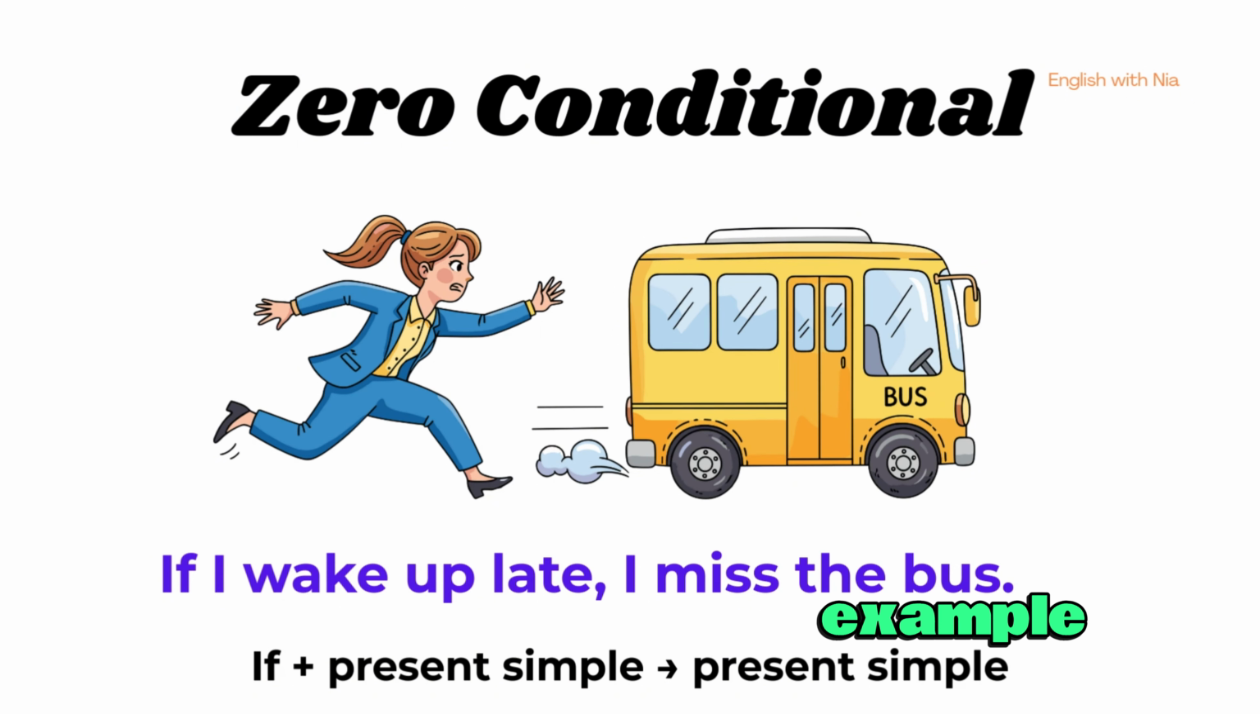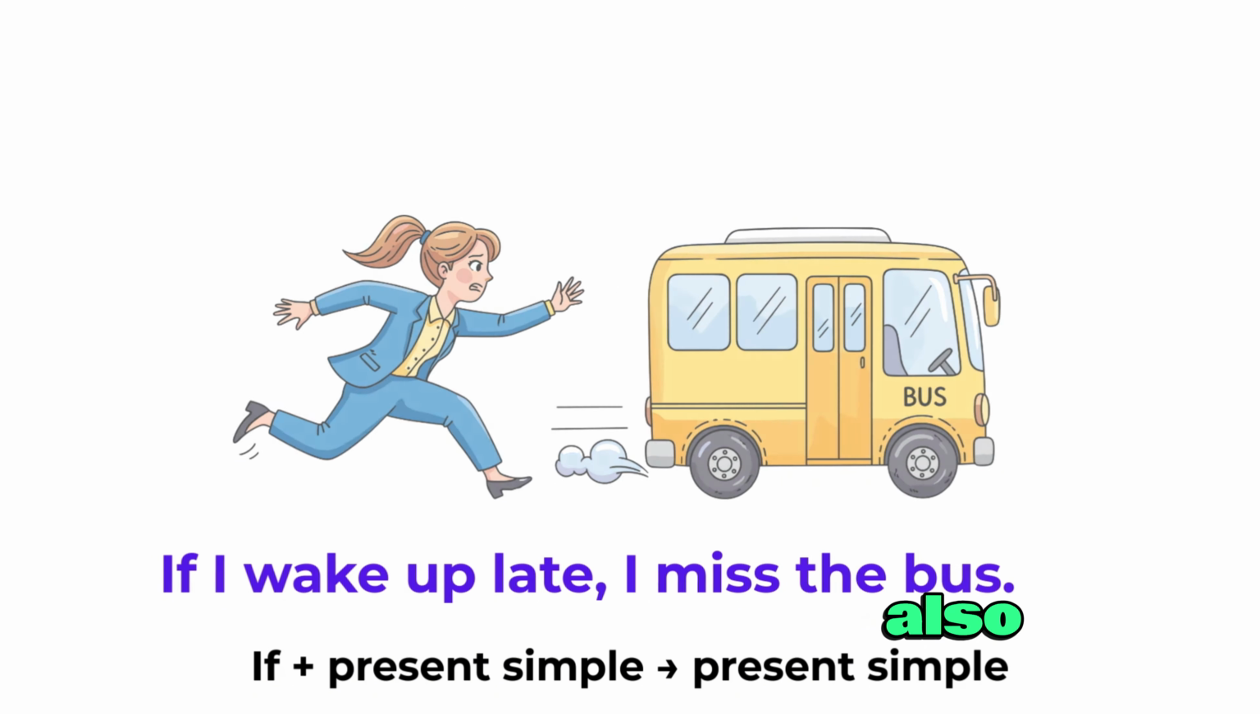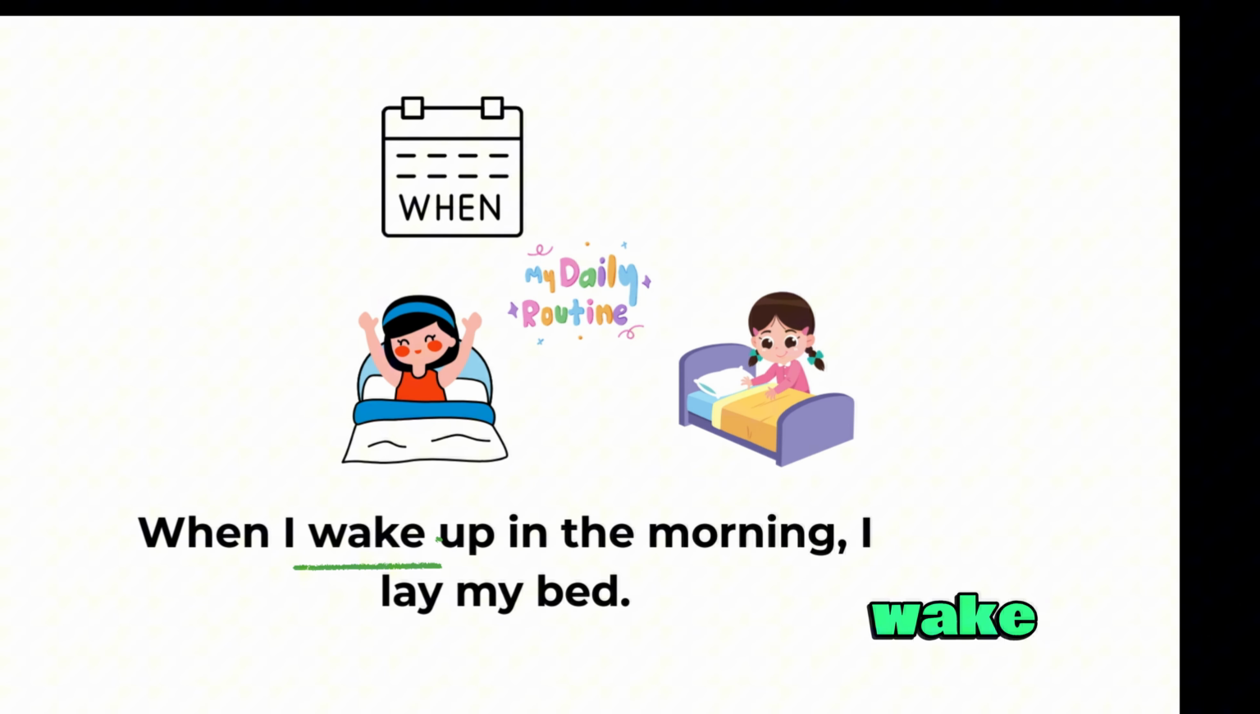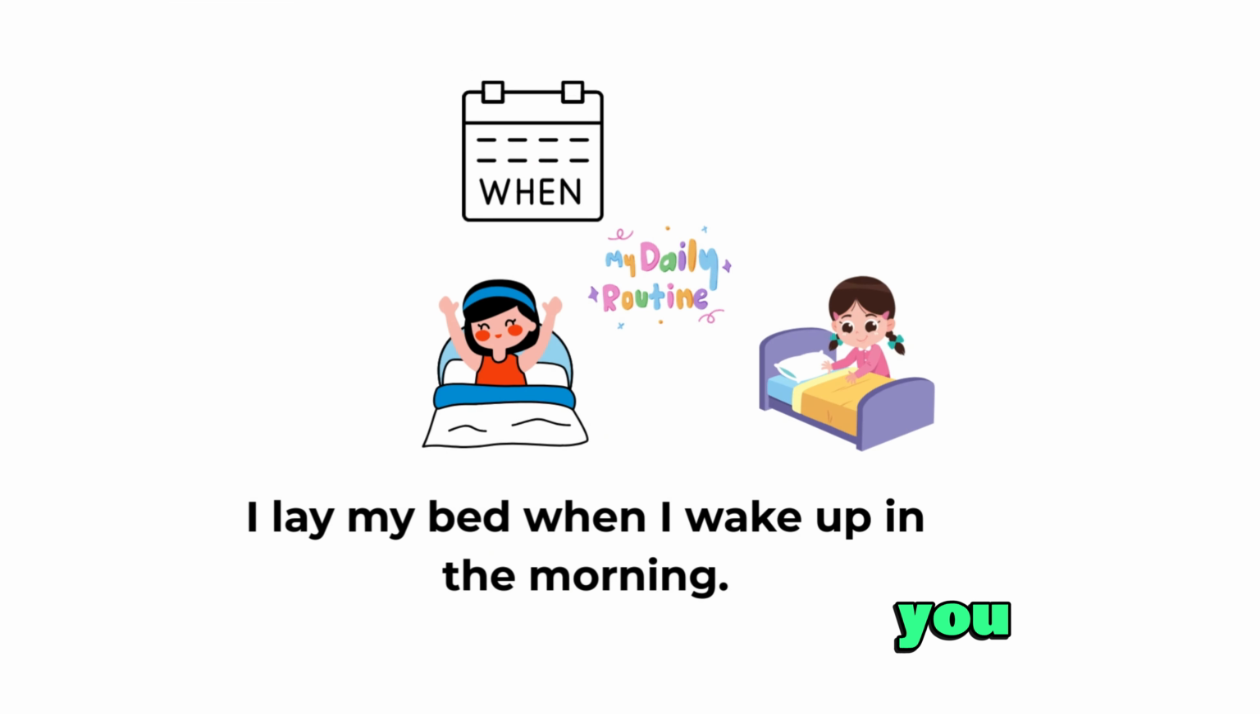Here is another example. The zero conditional can also be used with when. You can say, when I wake up in the morning, I make my bed. The present simple tense in the condition clause is wake, and the present simple tense in the result clause is make. You can switch up the clauses and say, I make my bed when I wake up in the morning. You don't need a comma when you write it like this.